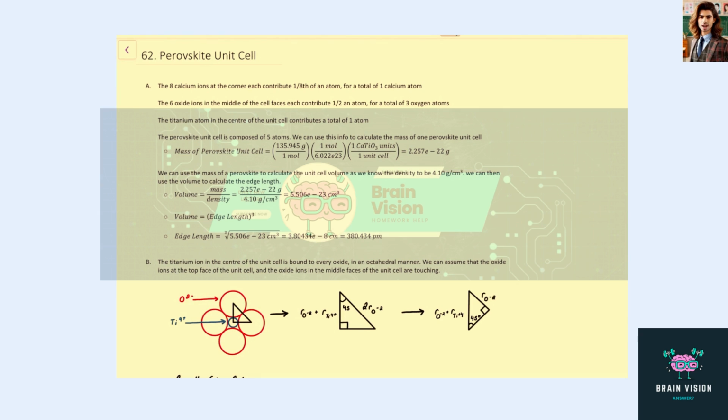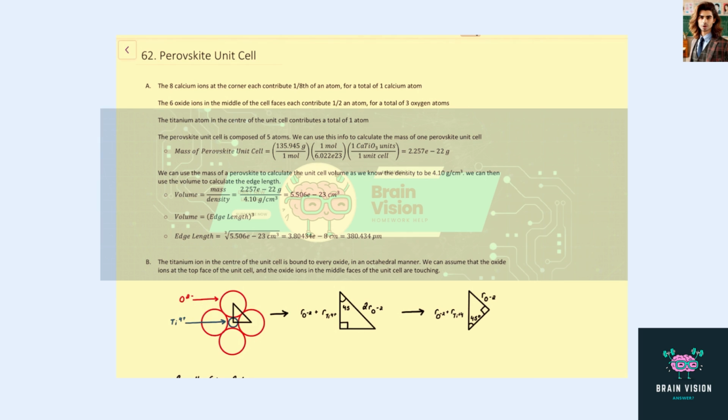There are 6 oxide ions in the middle of the cell faces, which each contribute half an atom, for a total of 3 oxygen atoms. And there's 1 titanium atom at the center of the unit cell, which contributes 1 titanium atom. So perovskite is composed of a total of 5 atoms, and we can use this information to calculate the mass of 1 perovskite unit cell.